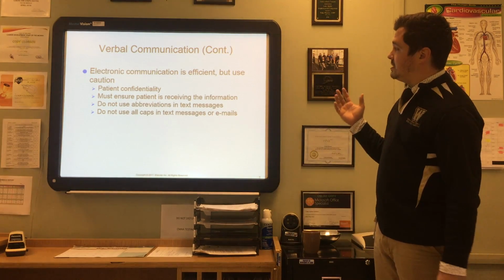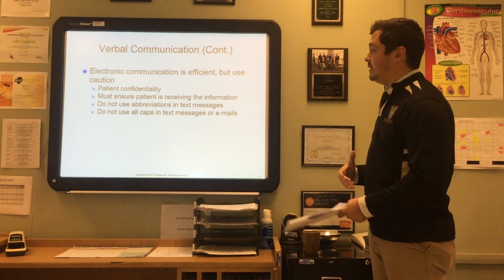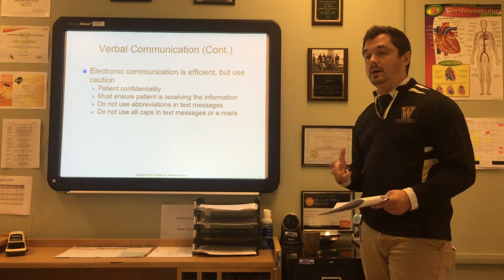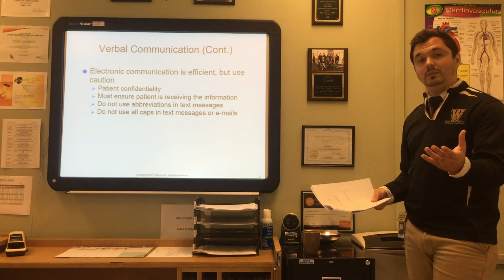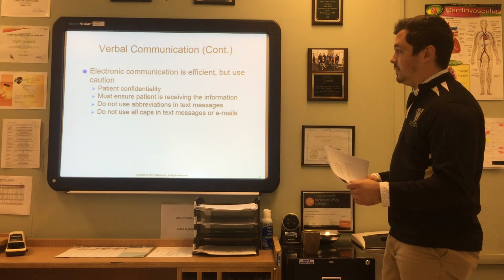Now, electronic communication is efficient, but you have to use it with caution. Patient confidentiality is huge, and that's what we really need to focus on: making sure that we protect that. You must ensure that the patient is receiving the information. It's not like you're delivering it by hand; you're delivering it electronically. So you have to make sure that they actually receive that information.